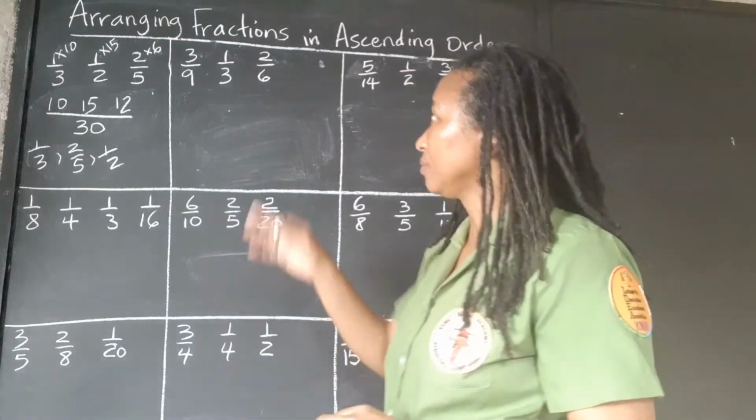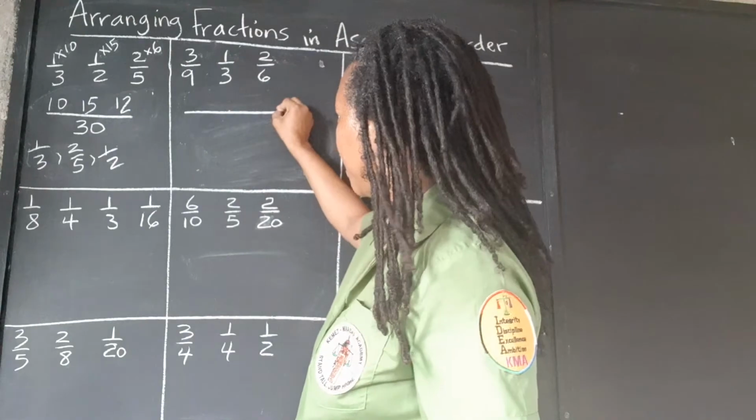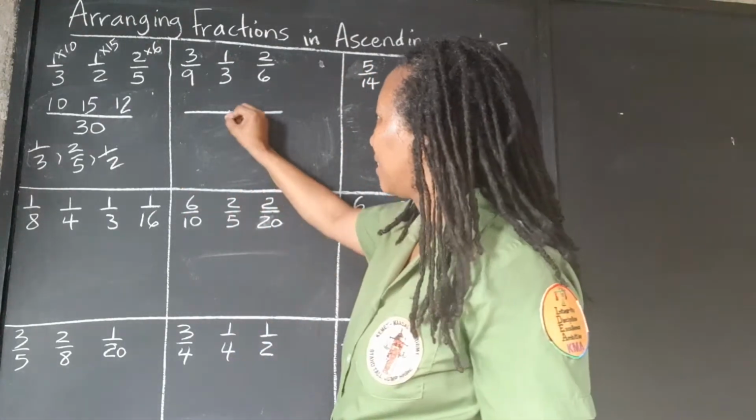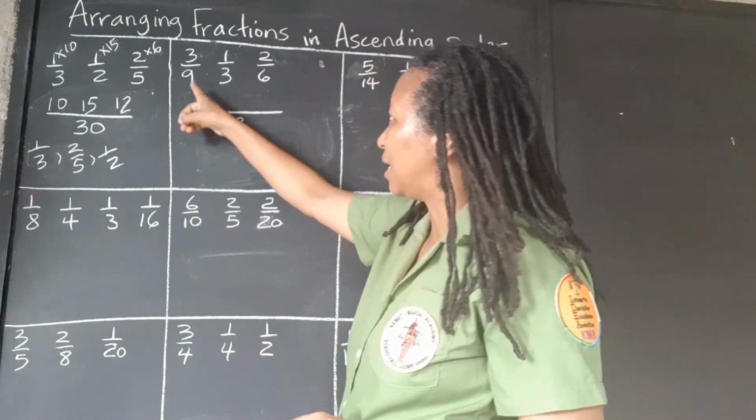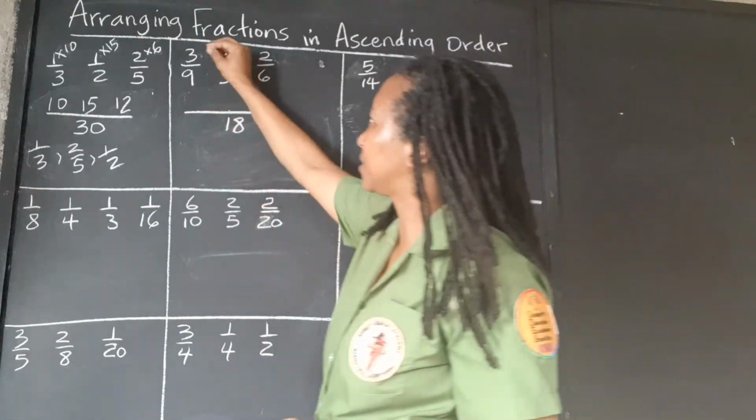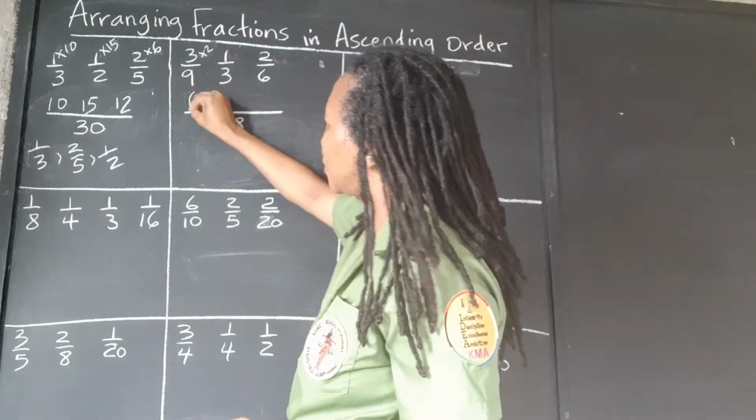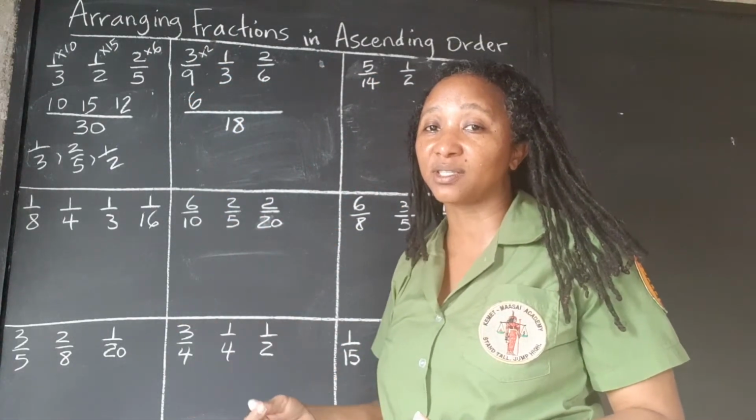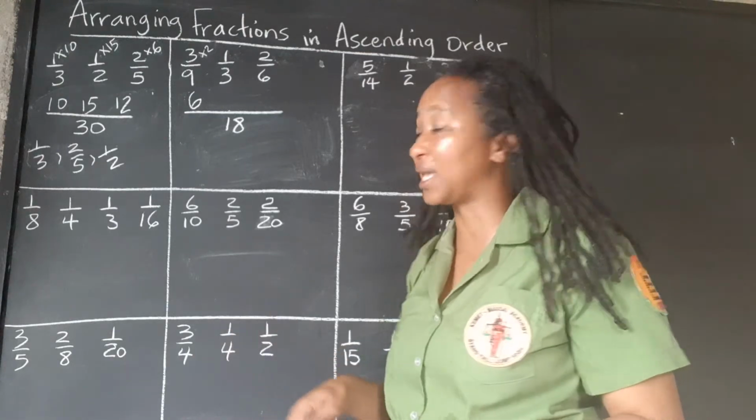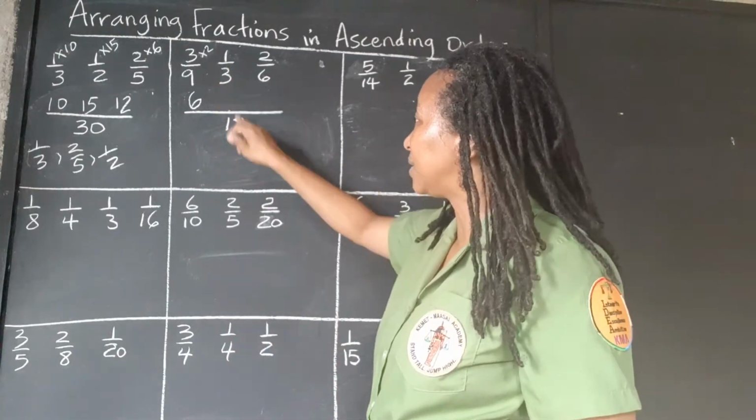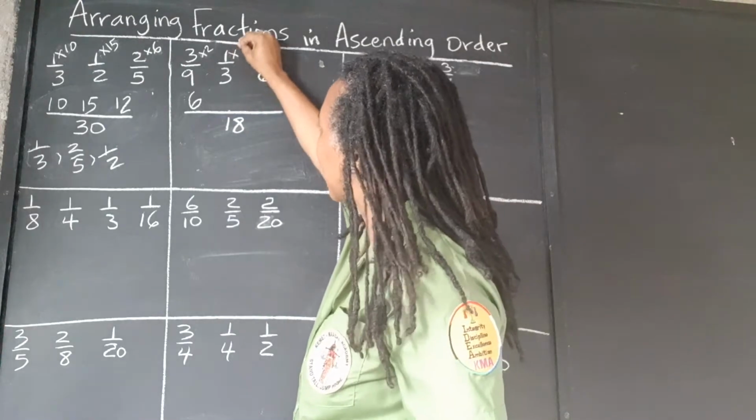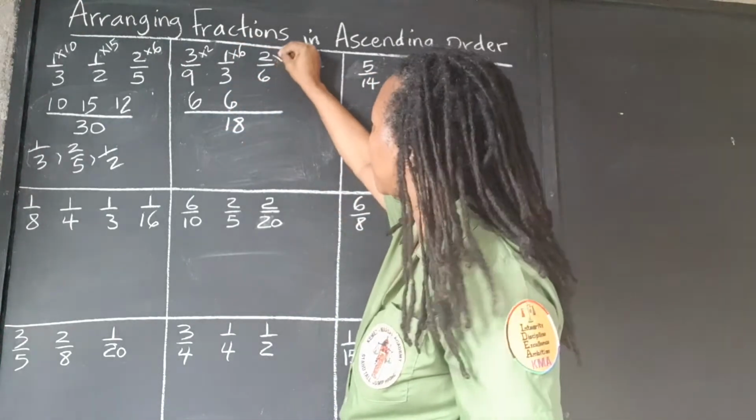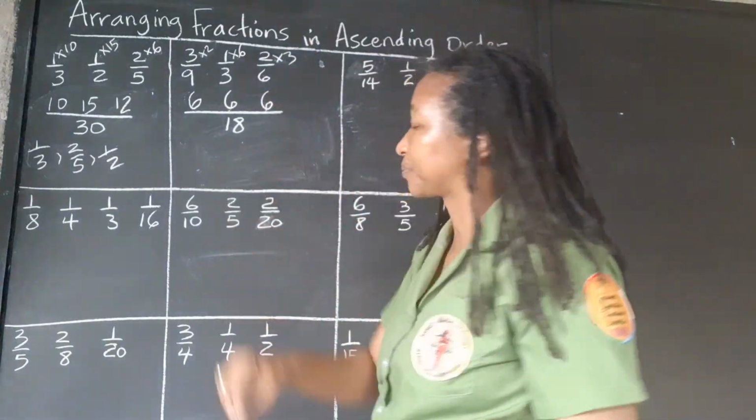So let's compare these 3. The LCM of 9, 3, and 6, that would be 18. 9 goes into 18 2 times, 3 2s are 6. So what we're doing is we're creating equivalent fractions with the same denominator so we can compare them. 3 goes into 18 6 times, 1 times 6 is 6. 6 goes into 18 3 times, 2 3s are 6.